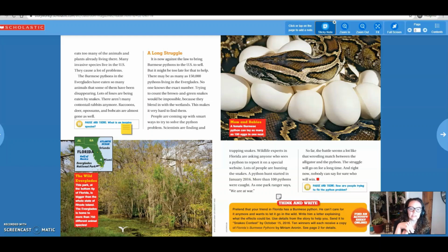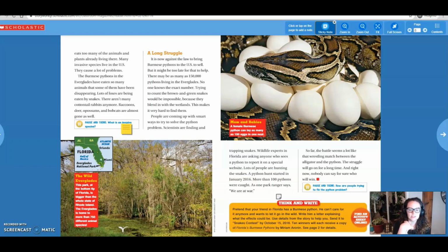It is now against the law to bring Burmese pythons to the U.S. to sell, but it might be too late for that to help. There have been as many as 150,000 pythons living in the Everglades. No one knows the exact number. Trying to count brown and green snakes would be impossible because they blend in with the wetlands. This makes it very hard to find them.